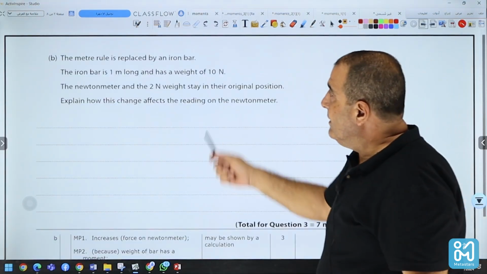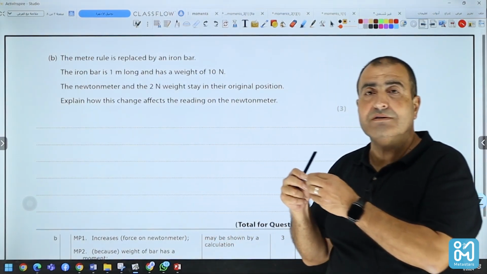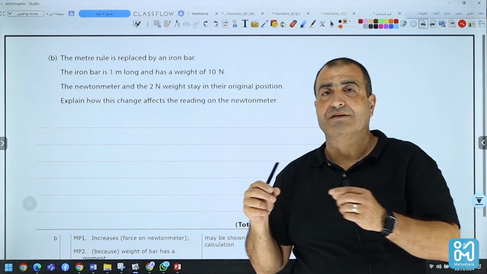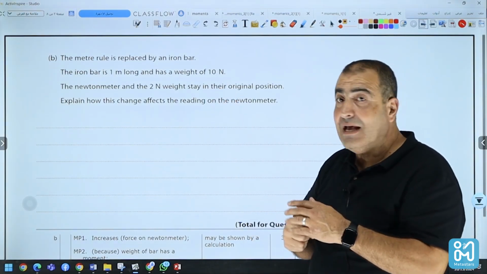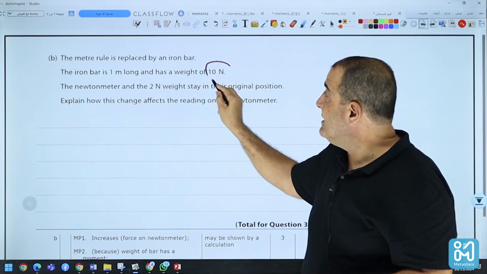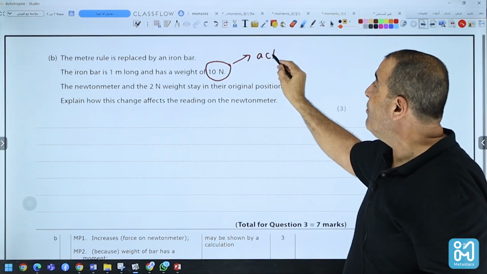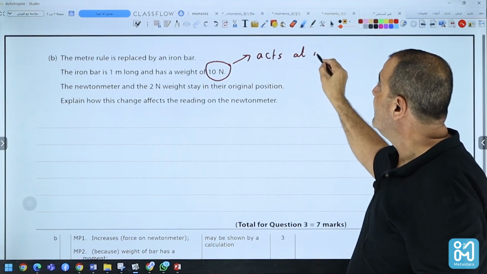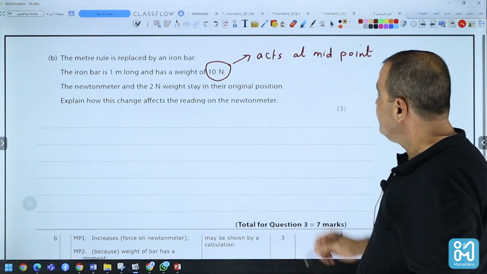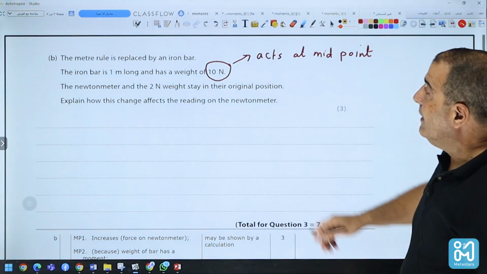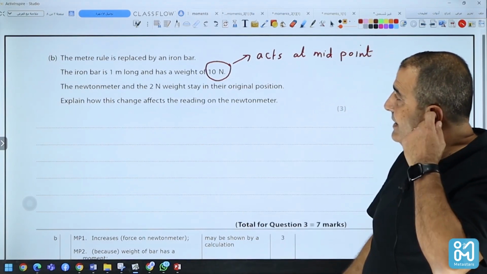The meter rule is replaced by an iron bar. The meter rule in the previous question has no weight, no mass. But if it's an iron bar, it has a weight, which is 10 Newton. At what point does it act? It acts at the midpoint. The Newton meter and the 2 Newton weight stay in their original position.